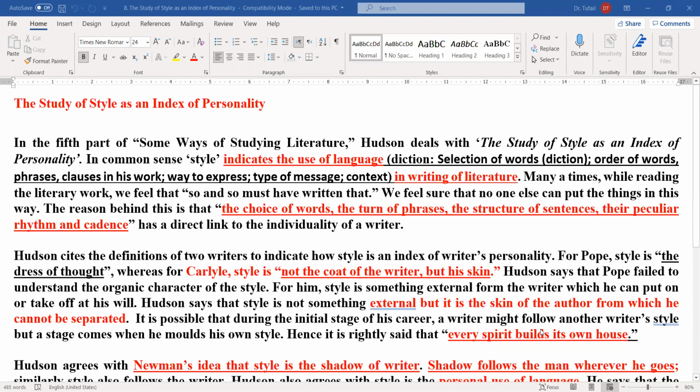So when we look at the study of style, you know that style is the index of a personality. What is basically style? Style basically indicates the use of language.